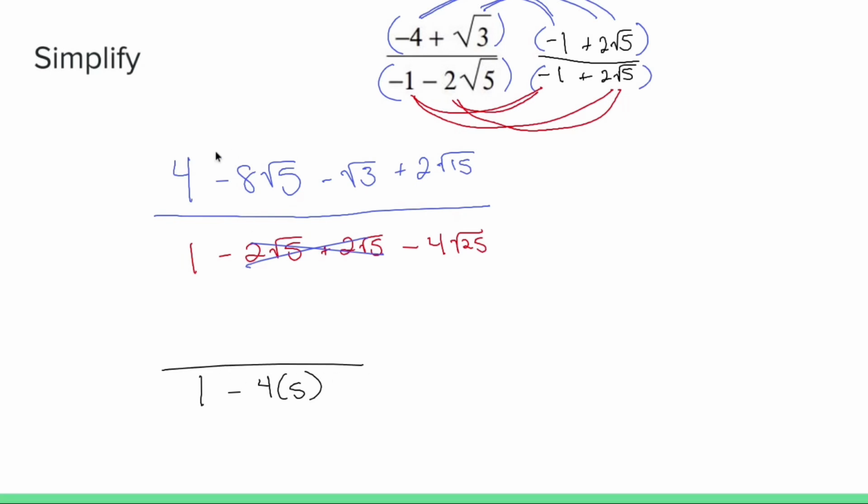Okay? On the top, we still have 4 minus 8 root 5 minus root 3 plus 2 root 15, and nothing happens there. But if we do a little bit of quick math, 4 times 5 is 20, and 1 minus 20 is -19. So let's throw the negative out here and put the positive 19 on the bottom. Let's write out 4 minus 8 root 5 minus root 3 plus 2 root 15.